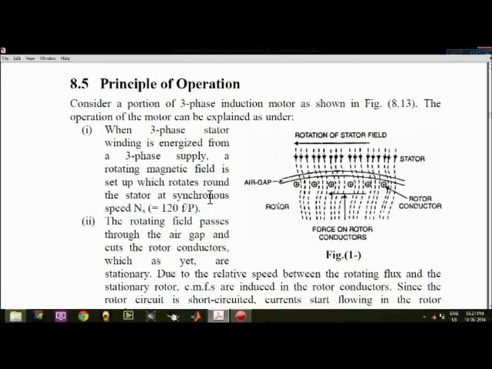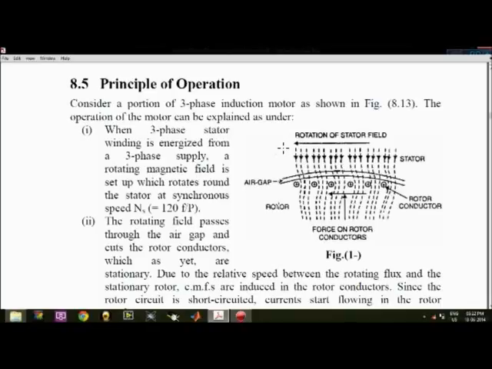Next, coming to the principle of operation. Consider a 3-phase induction motor. The operation of this motor can be explained as follows. In the diagram you can see the rotation of the stator field, and the air gap between the stator and the rotor, which is around 0.4 mm to 4 mm. These are the rotor conductors. When a 3-phase stator winding is energized from a 3-phase supply, a rotating magnetic field is set up which rotates around the stator at a synchronous speed, and this synchronous speed is given by 120 f by P.